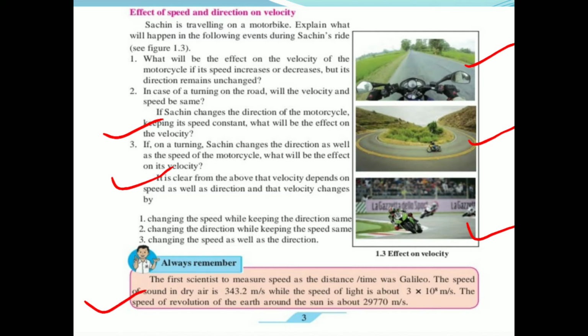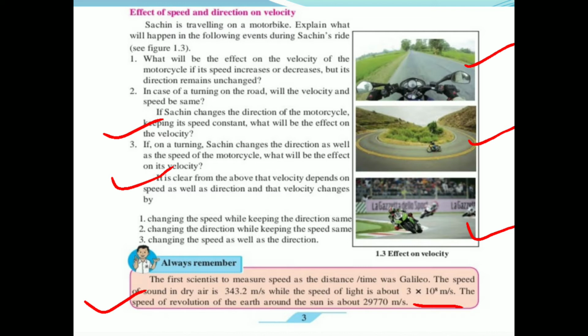We know that the first scientist to measure speed as distance upon time was Galileo. So we can say that Galileo discovered the formula to measure speed. The speed of sound in dry air is 343.2 meter per second, while the speed of light is 3 into 10 raised to 8 meter per second. We know that the speed of light is about 10 raised to 10 times higher than that of the speed of sound.